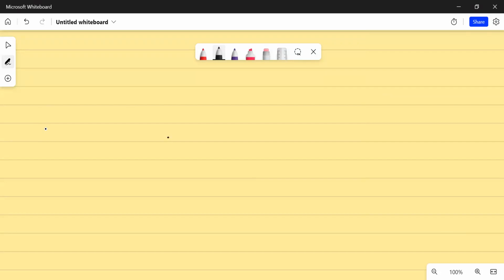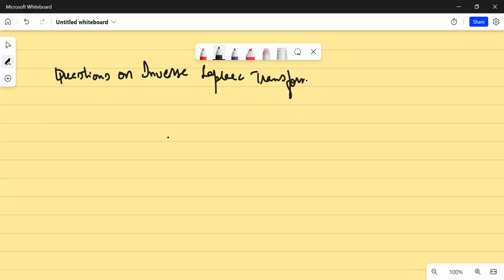Those things I'm going to discuss at a very later stage. But right now, let us start with doing some questions on inverse Laplace transform. I have done enough questions on Laplace transforms. Today we are going to do questions on finding inverse Laplace transforms. That is an important topic, as it's for your examination also, and how to go about it.